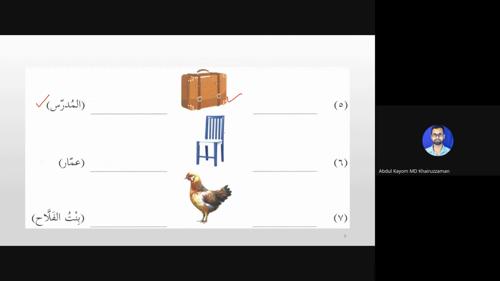Now, next we have a chair, right? So we want to say chair. How to say chair? We have كرسي, kursi. The word kursi. Kursiyun means chair. So how to say whose chair is this? لمن هذا الكرسي؟ Liman hadal kursiyu.